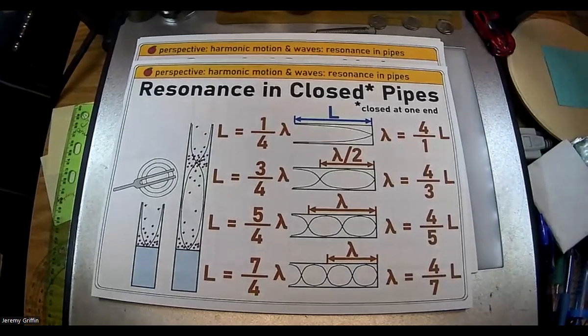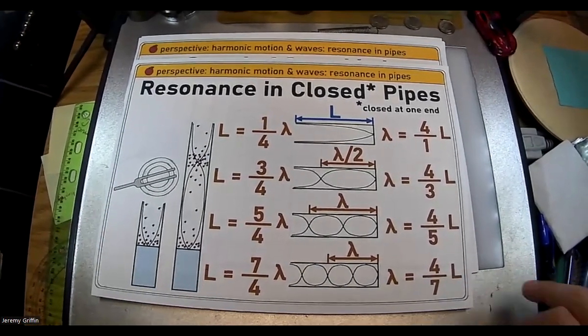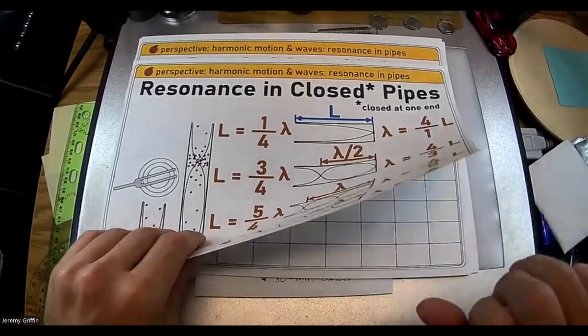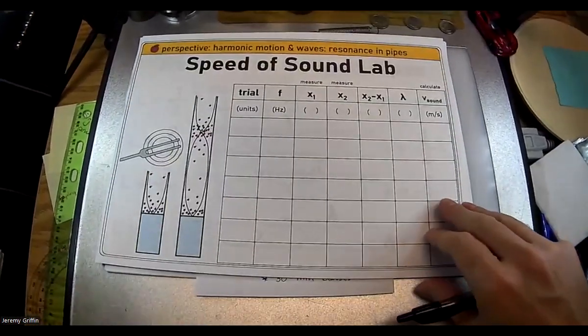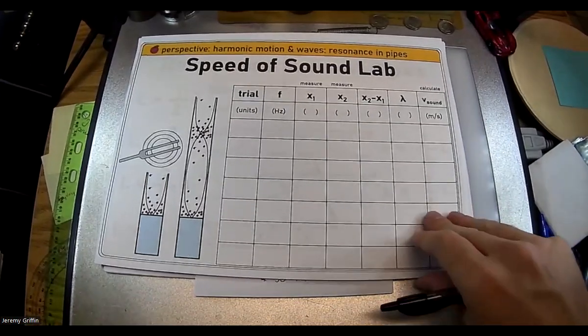There's, of course, a textbook value for the speed of sound. It's about 330 meters per second at 1 atmosphere and room temperature. Yeah, about 330, 340 meters per second. So see how close you guys get to that eventually.